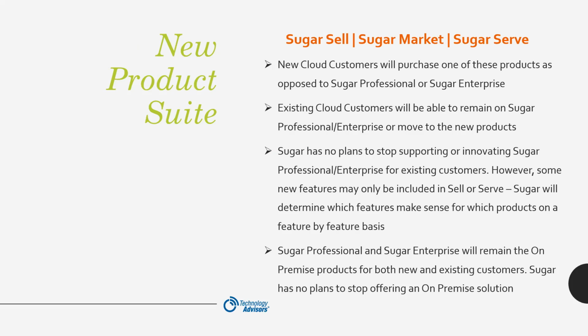And then Sugar is not moving away from offering an on-premise solution. So Sugar will continue to offer an on-premise solution for those who don't want to be hosted in Sugar's cloud. Sugar Professional and Enterprise will remain the on-premise products. So Sugar Sell, Sugar Market, and Sugar Serve are all cloud-only products. Sugar Professional and Sugar Enterprise, you may still have them in the cloud if you were a customer with Sugar prior to July 31st, but new customers will continue to purchase those products on-premise with the same once-a-year annual release cycle that Sugar's had for the last couple of years.